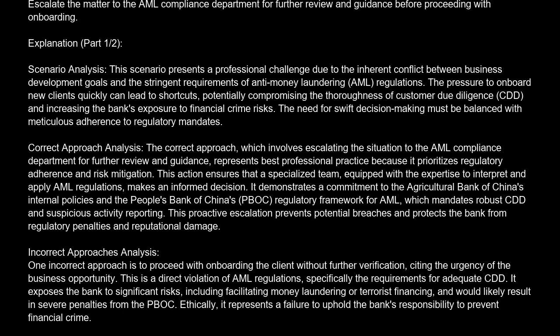stringent requirements of anti-money laundering (AML) regulations. The pressure to onboard new clients quickly can lead to shortcuts, potentially compromising the thoroughness of customer due diligence (CDD), and increasing the bank's exposure to financial crime risks. The need for swift decision-making must be balanced with meticulous adherence to regulatory mandates.